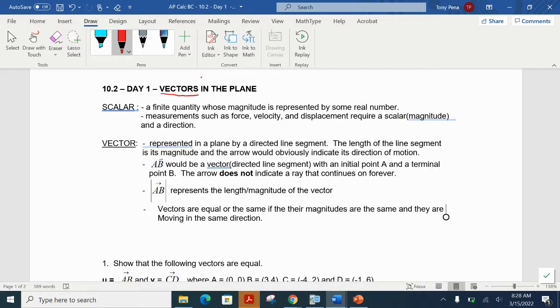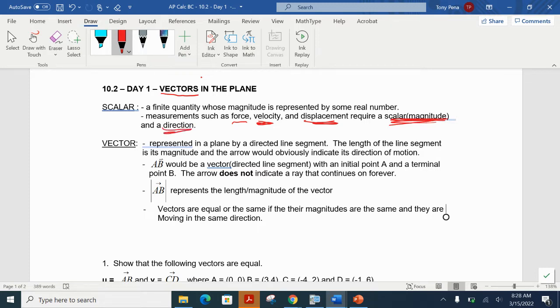So a scalar is a finite quantity whose magnitude is represented by some number. Measurements such as force, we haven't dealt with a lot of that. We certainly talked about velocity. We've certainly talked about displacement. They require a scalar. That's just the magnitude, how big, how fast, the scale of it.